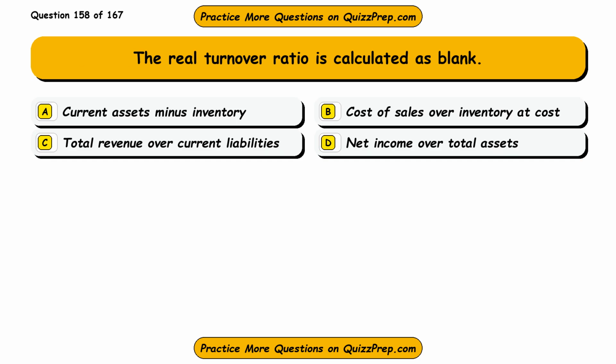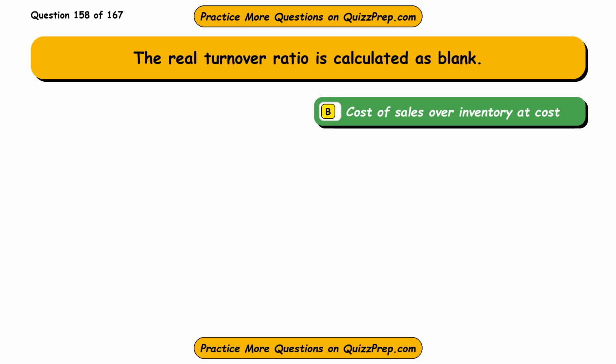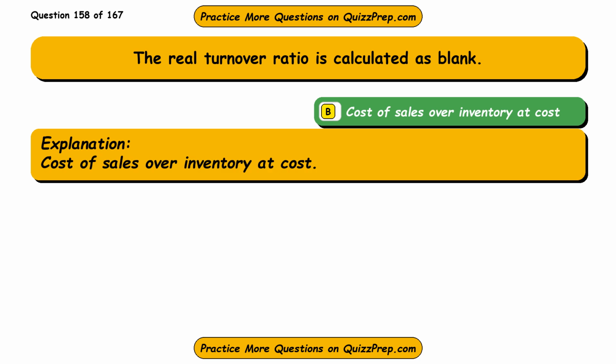Question 158. The inventory turnover ratio is calculated as blank. Option A, current assets minus inventory. Option B, cost of sales over inventory at cost. Option C, total revenue over current liabilities. Option D, net income over total assets. The correct answer is option B, cost of sales over inventory at cost. Cost of sales over inventory at cost.